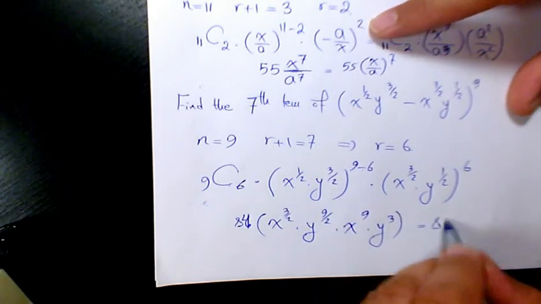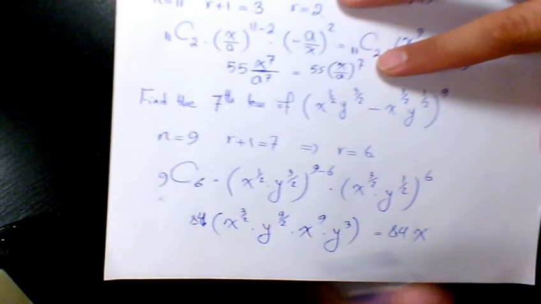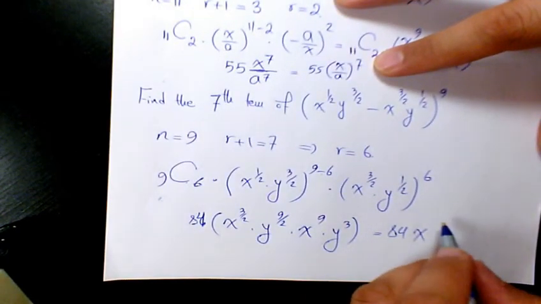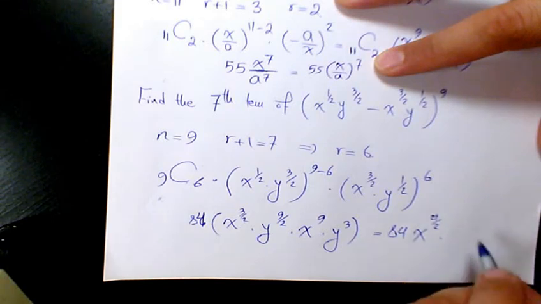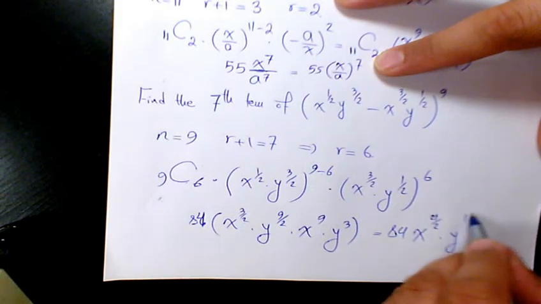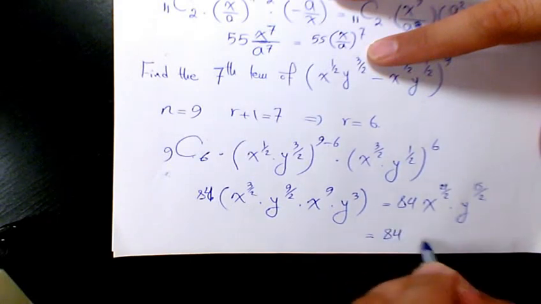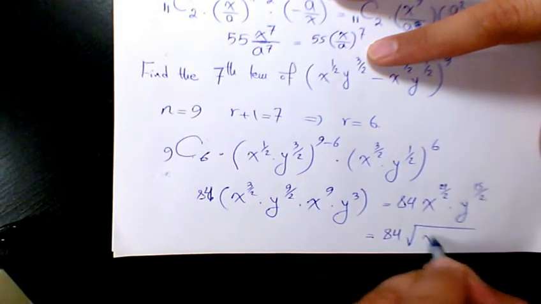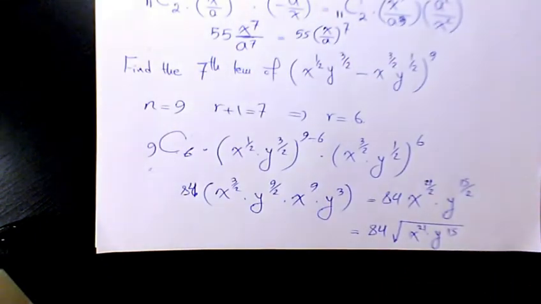So that's going to be 84 x to the power of 9 plus 3 over 2, which is going to be 21 over 2. And 3 plus 9 over 2 is going to be 15 over 2, which is going to be 84 square root of x to the power of 21 y to the power of 15. So that's going to be the final answer.